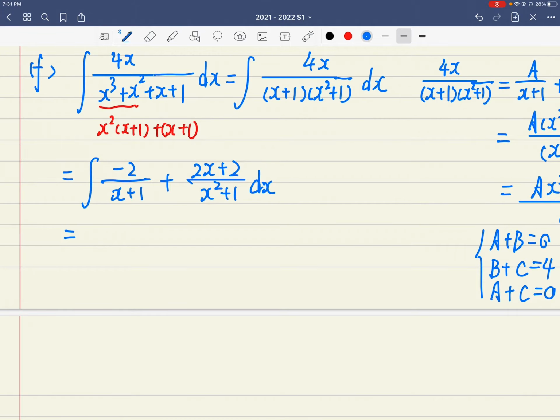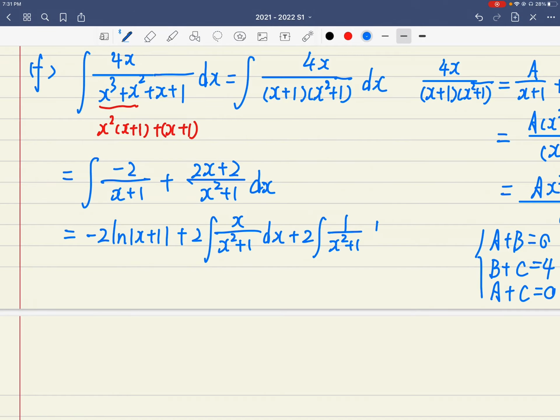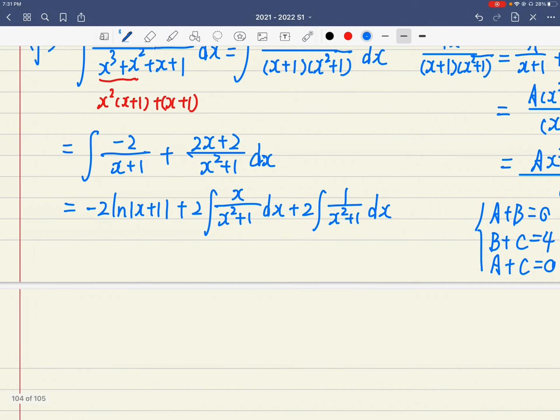So here, this first part is very easy to integrate. It's -2 ln of x plus 1. And then for the next part, it's just x over x squared plus 1, and then for the other part, it's 1 over x squared plus 1. Then for this part, again, we just use the substitution method. I think you can get the answer here.